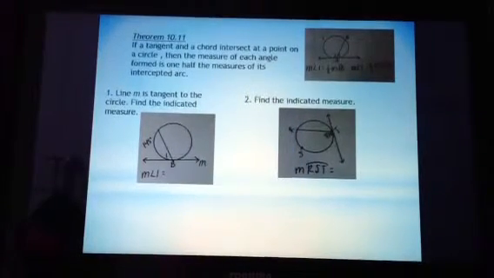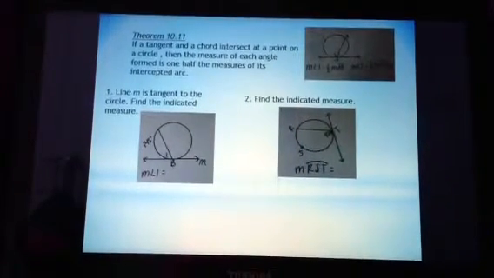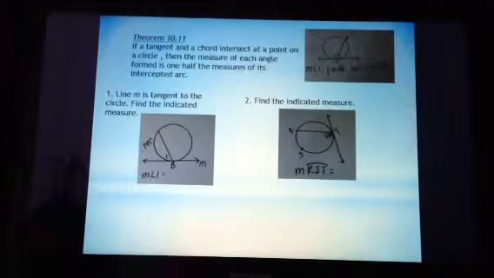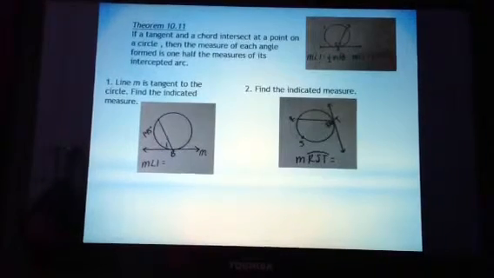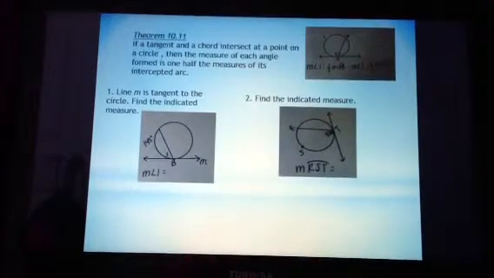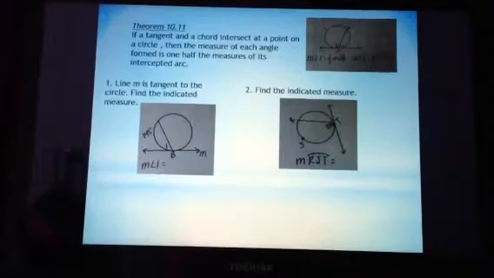For theorem 10.11, if a tangent and a chord intersect at a point on a circle, then the measure of each angle formed is 1/2 the measure of its intersected arc. So to find the measure of angle 1, you divide BA by 2. And to find the measure of angle 2, you divide arc BAC by 2.